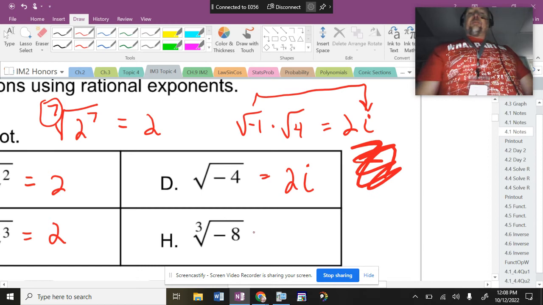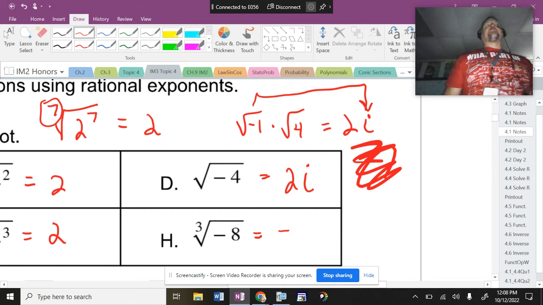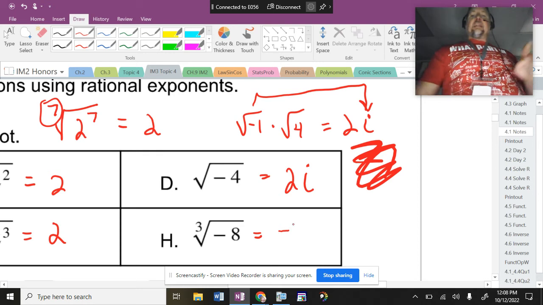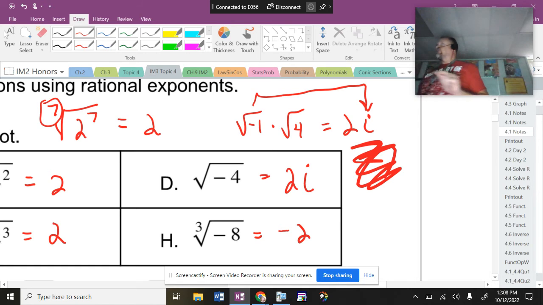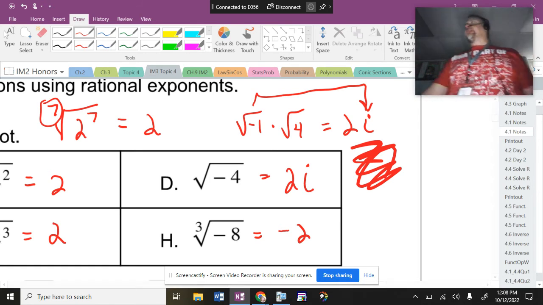By the way, what's the cube root of negative 8? 3, 2, 1, go. Oh, no. What times itself 3 times equals negative 8? Negative 2. That is a real number, and that actually works. So be careful on that one.